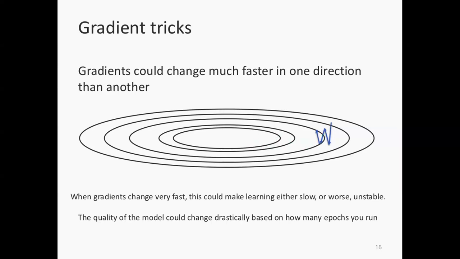The observation is that when the gradients change very, very fast, that could make learning unstable. And the quality of the model could change quite a bit depending on when you stop the learning. So the number of epochs suddenly becomes super important. And the reason for this problem is because the optimization landscape has this sort of an ellipsoidal shape, where one dimension matters a lot more than the other. And this is just 2 dimensions. In practice, we have millions of them. Maybe some dimensions matter a lot more. The function drops very steeply along that. Along some other direction, the function doesn't drop that fast.